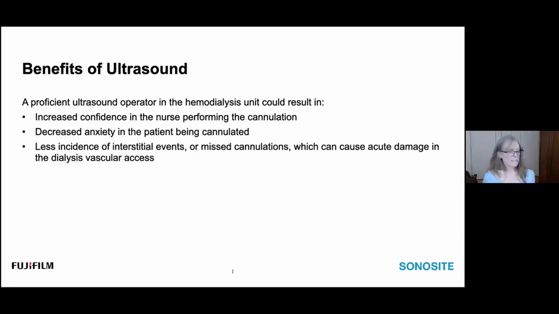So let us discuss the essential benefits of ultrasound, because of course we're only going to use it if it will potentially help us. A proficient ultrasound operator in the hemodialysis unit could result in the following: increased confidence in the nurse performing the cannulation. I can't tell you how many times I have presented at the bedside of an individual who, when I look at my daily schedule of patients that I'm going to cannulate, makes me break out into a sweat. Somebody is on that list who I have encountered major difficulties cannulating in the past.